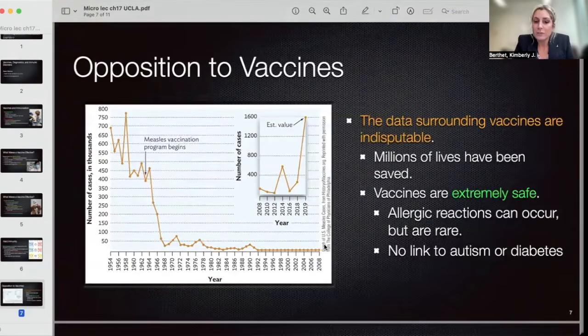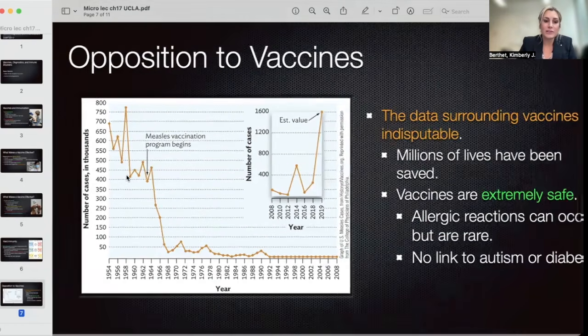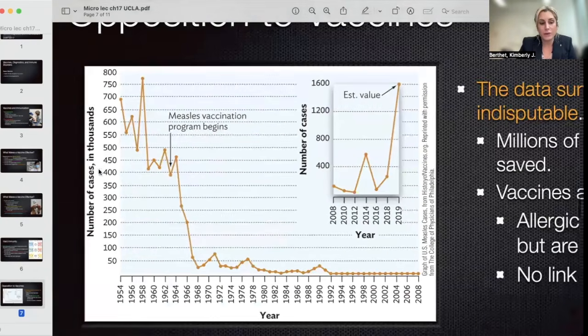Okay, let's look at opposition to vaccines. So the data surrounding vaccines are indisputable. There's no link to autism or diabetes in any of the common papers that we've seen. And let's go ahead and see how they've worked. Here we see measles progression, number of cases in the thousands here. Here we can see measles vaccination programs begin for immunization, and we see the measles cases drop. So in 1968, a drastic drop all the way up here to 2008.